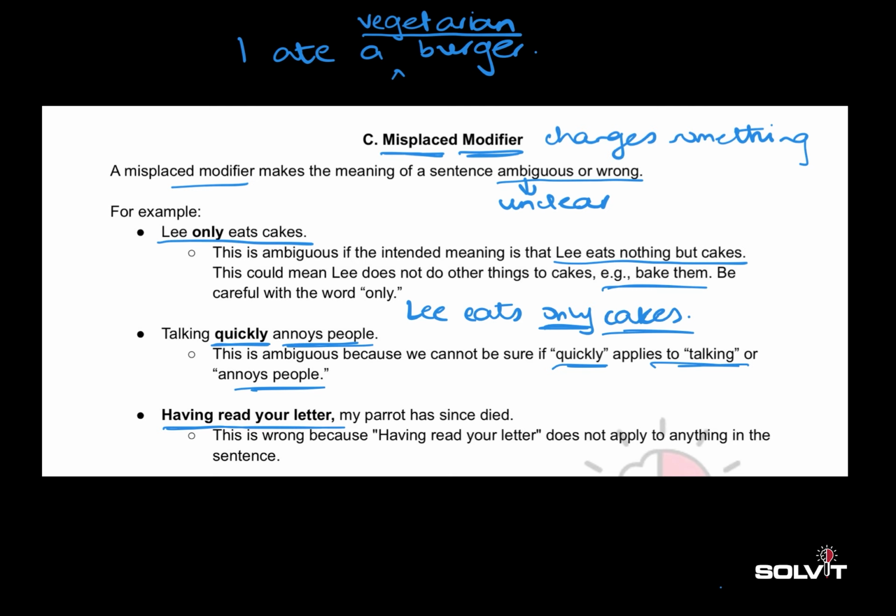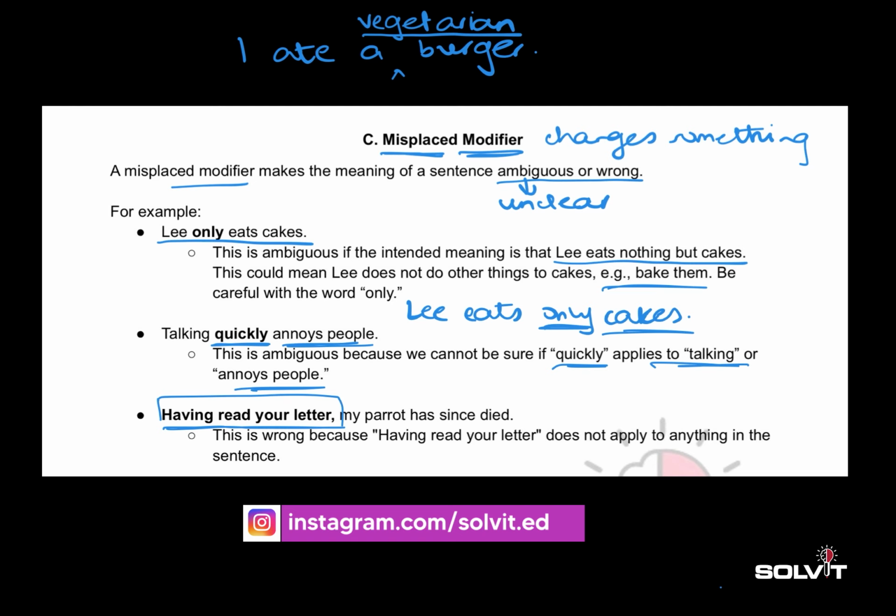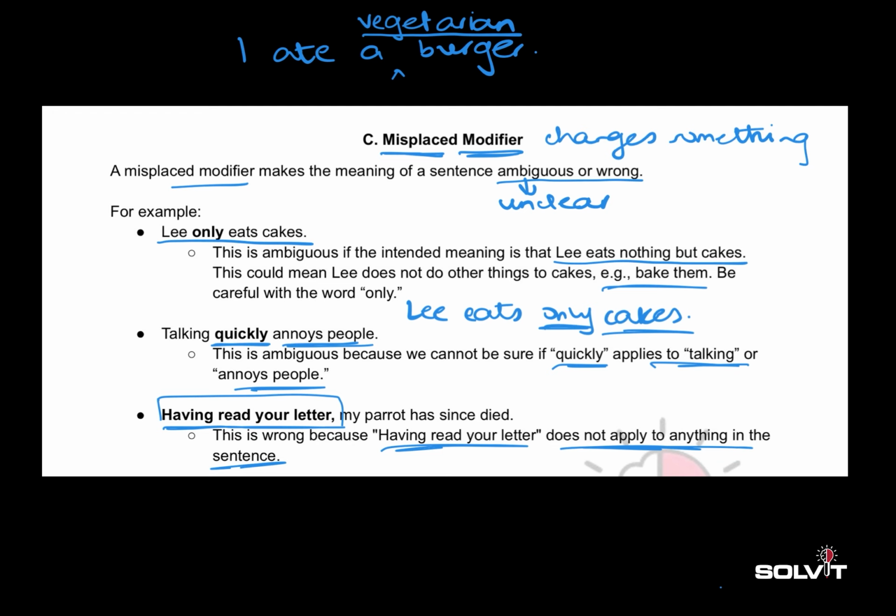Now, when I read the sentence, I'm wondering, did the parrot read the letter or did the parrot die because I read the letter? It's not making sense. Plus, I feel like this phrase over here, having read your letter, is not really applying to anything else in the sentence. So it shouldn't be here, right? Because reading a letter does not cause a parrot to die. That's common sense. And parrots can't read letters. So having read your letter does not apply to anything in the sentence, so it should be removed altogether.